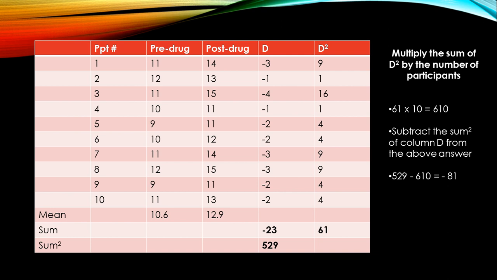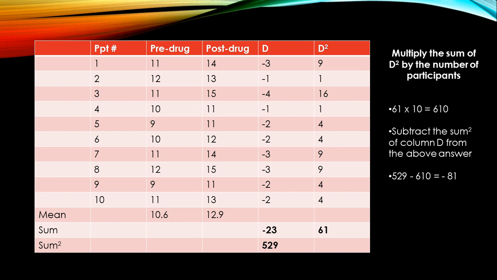Okay. Having worked all that out at the bottom, we now need to multiply the sum of D squared by the number of participants. So the sum of D squared is 61, the number at the bottom of column D squared that we've just worked out. Number of participants is 10. So 61 times 10 is 610. So far so good. Now subtract the sum squared, that's 529, where it says sum squared on the left-hand side of the table. So subtract the sum squared of column D from the above answer, the above answer being 610. So 610 minus 529 gives us 81.